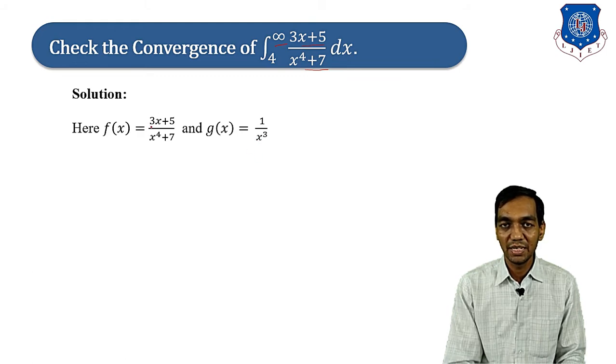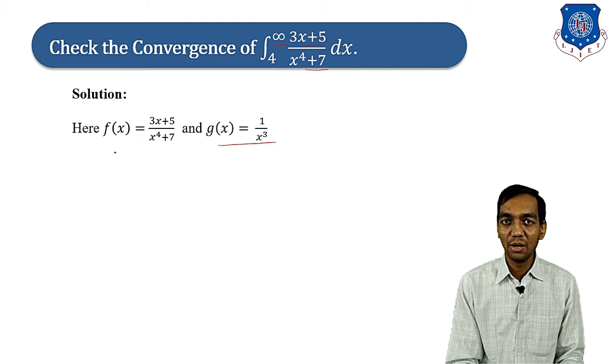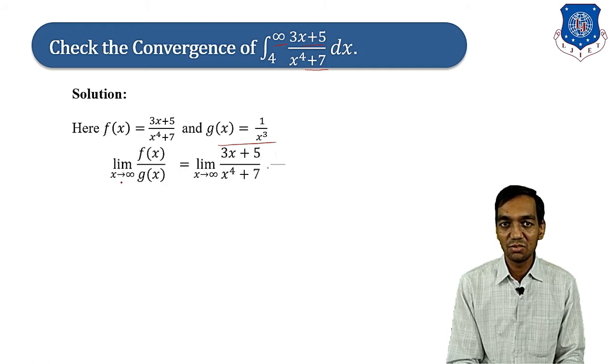The maximum power of x in the numerator and the maximum power of x in the denominator, that means x upon x raised to 4, that will give you g(x) is equal to 1 upon x cube. Now here we are going to apply the limit form of the comparison test. So we are going to apply the limit as x tends to infinity of f(x) upon g(x). That will be the limit as x tends to infinity of (3x plus 5) upon (x raised to 4 plus 7) into x cube upon 1.